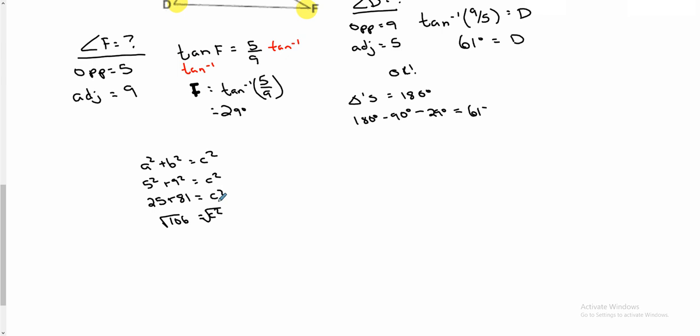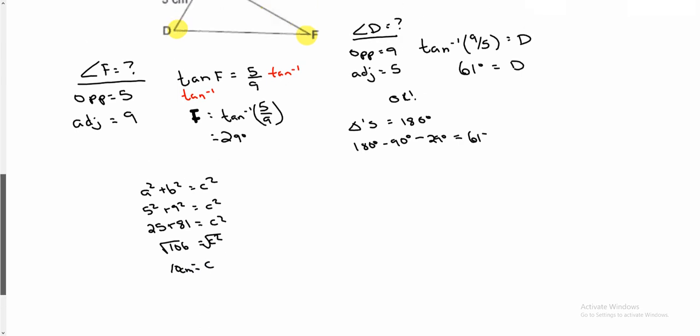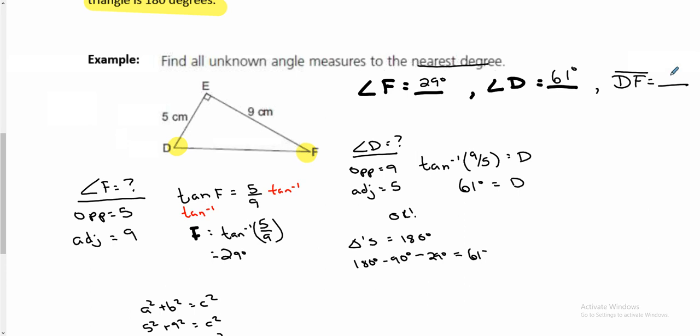And that leaves us with 10.29. We'll leave it at 10 because all other measures are to the nearest whole number, so 10 centimeters, I think it was, is equal to c. Yeah, so that tells us this is 10. So this means we've actually solved this triangle because we found all the angle measures and all the side lengths.